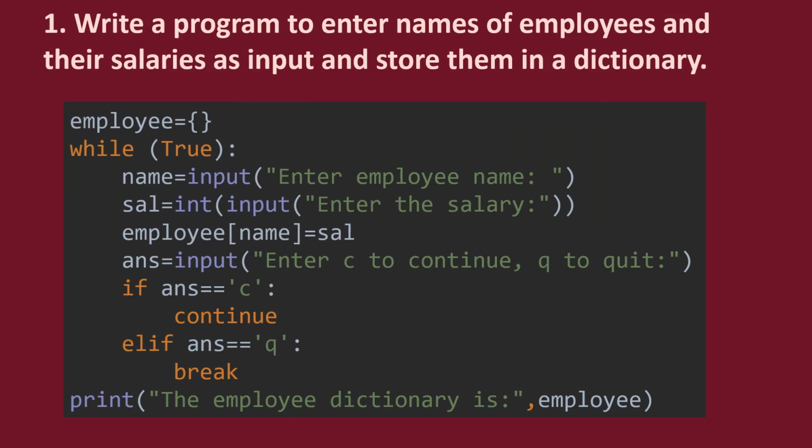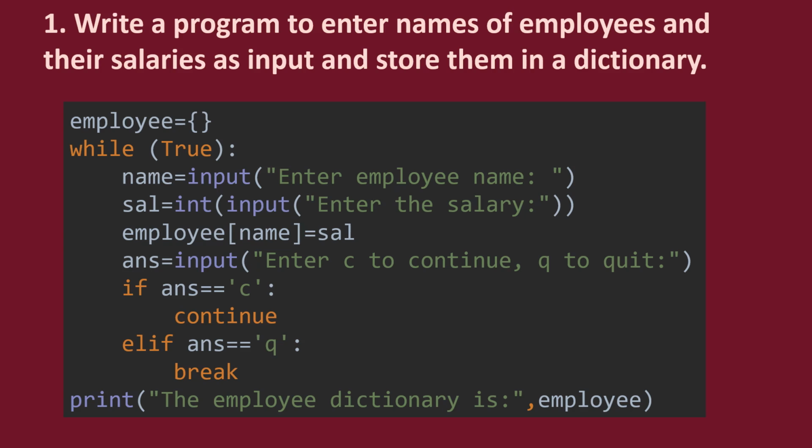So here we will have to create a dictionary where the names of the employees will be the keys and their salaries will be the values. So first of all, we will create a dictionary employee which is initialized with an empty dictionary. Now we'll take a while loop so that the user can enter as many items as he wants in the dictionary. So first of all, we'll accept name and salary from the user, where name is the key and salary is the value. So within square brackets, you have to specify employee[name] is equal to salary. That means name is the key, salary is the value.